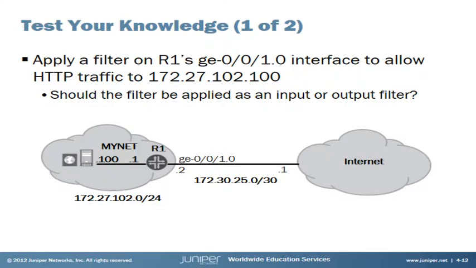Okay, let's have a look at this little scenario here. We want to apply a filter on R1's ge-0/0/1 interface to allow HTTP traffic to 172.27.102.100. So we're going to allow that traffic, and okay, should the filter be applied as an input or output filter? What do you reckon?